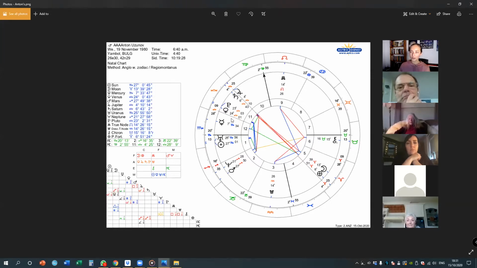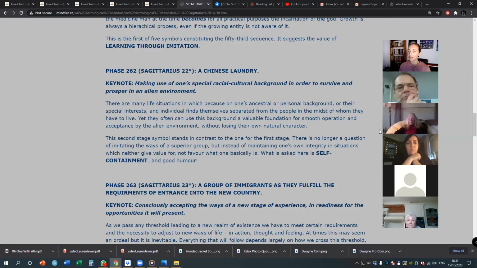And now finally, the symbol. And here I would like to hear what you guys may say. What's your opinion? What are your suggestions? Because as you probably know, we are Bulgarians, my partner and I, and we immigrated to the UK 14 or 15 years ago. That's when we started living together in the UK. He was there a couple of years earlier than me. But basically, it's living in another culture, another place, not the original place where we're from. And now we live in Spain partially, so it's yet another country that we have moved to. And this symbol is saying: making use of one's special racial cultural background in order to survive and prosper in an alien environment.